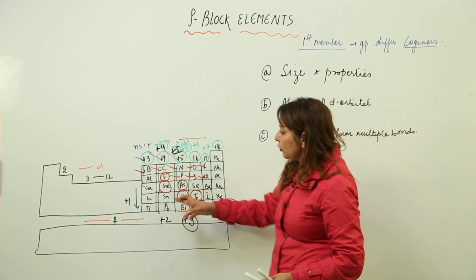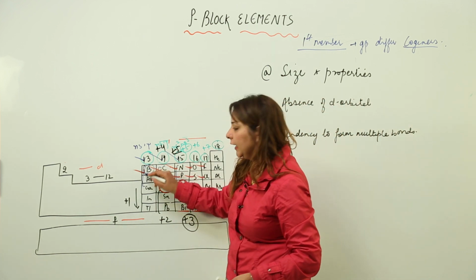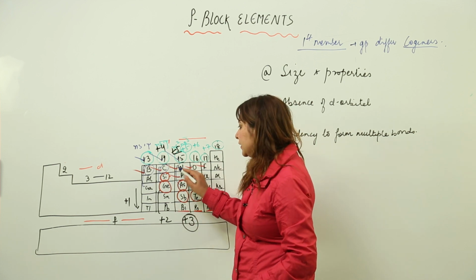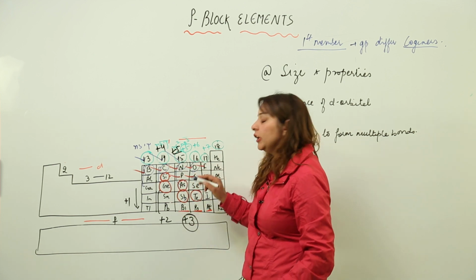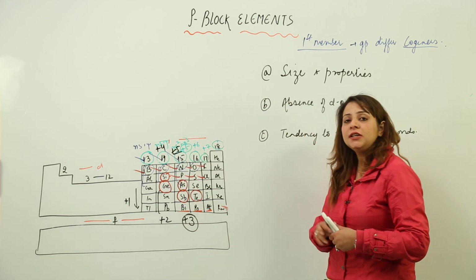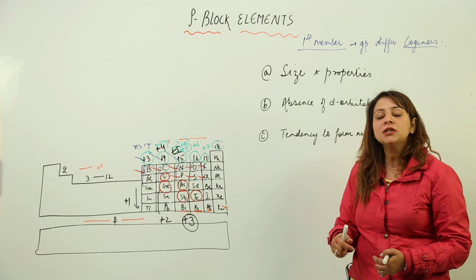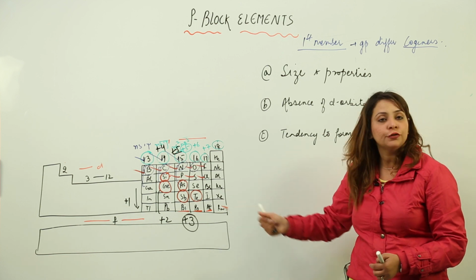Like if we talk about the boron family, boron shows different characteristics as compared to its congeners. Carbon shows different characteristics, nitrogen shows different, oxygen shows different. That means they behave in a different manner. They have some anomalous properties that are not shown by the rest of the members.